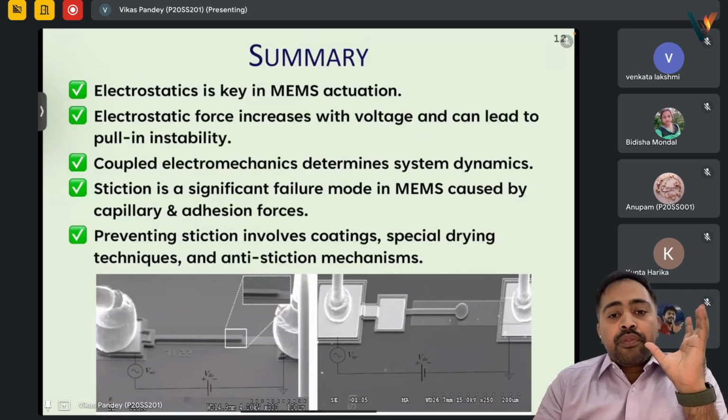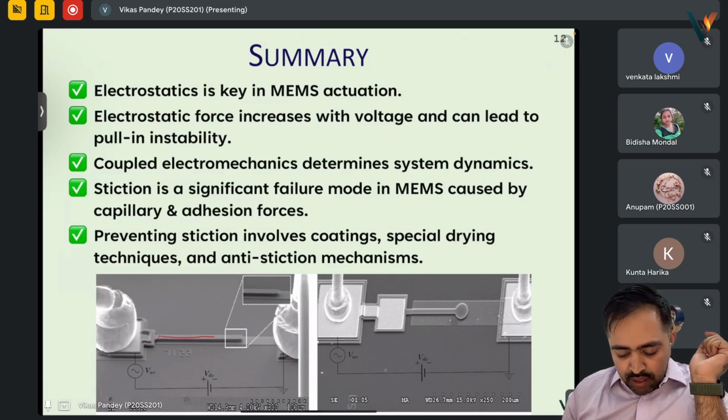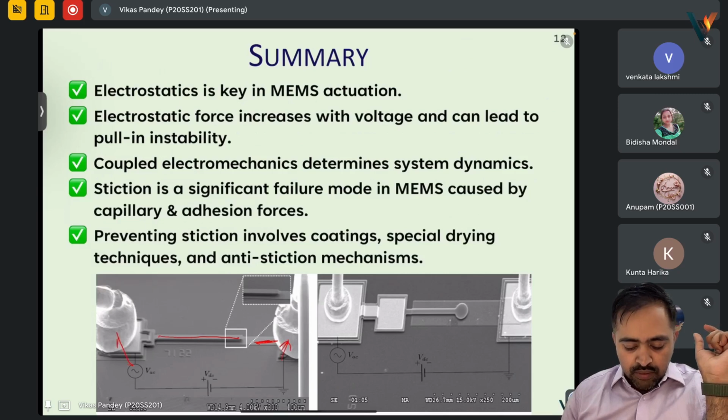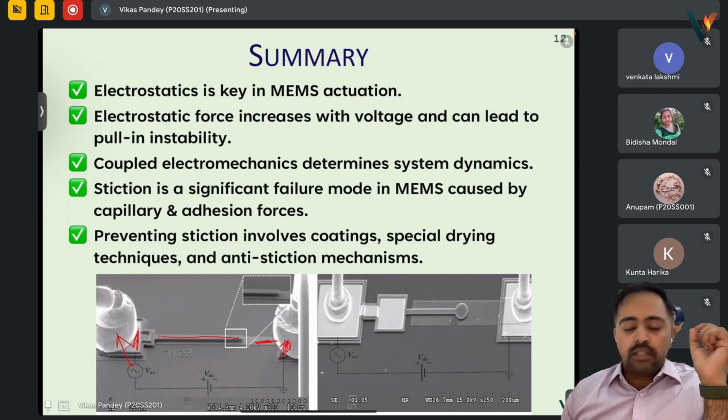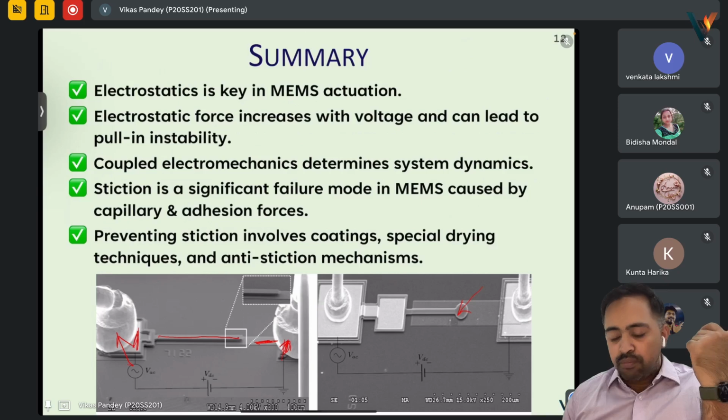Okay, so what we have seen is an image of one actual device. You see the upper electrode, and this is the lower electrode, and in between there is air. This movement is controlled using the voltage sources. These are the pads where we are putting the voltage sources. This is the top moving electrode, and this is the fixed electrode.